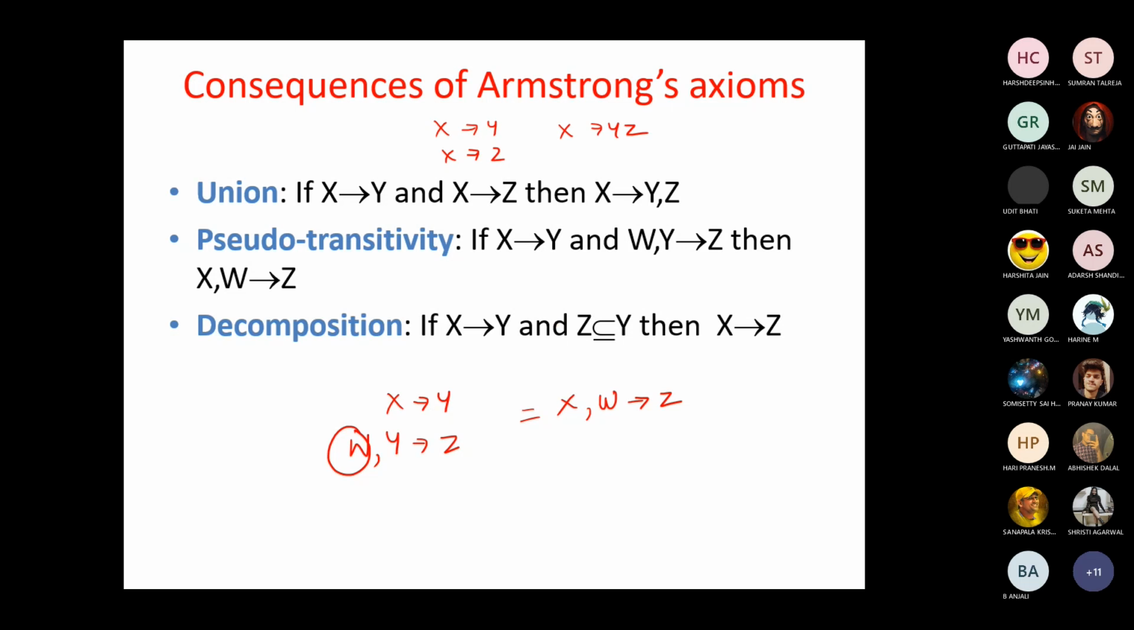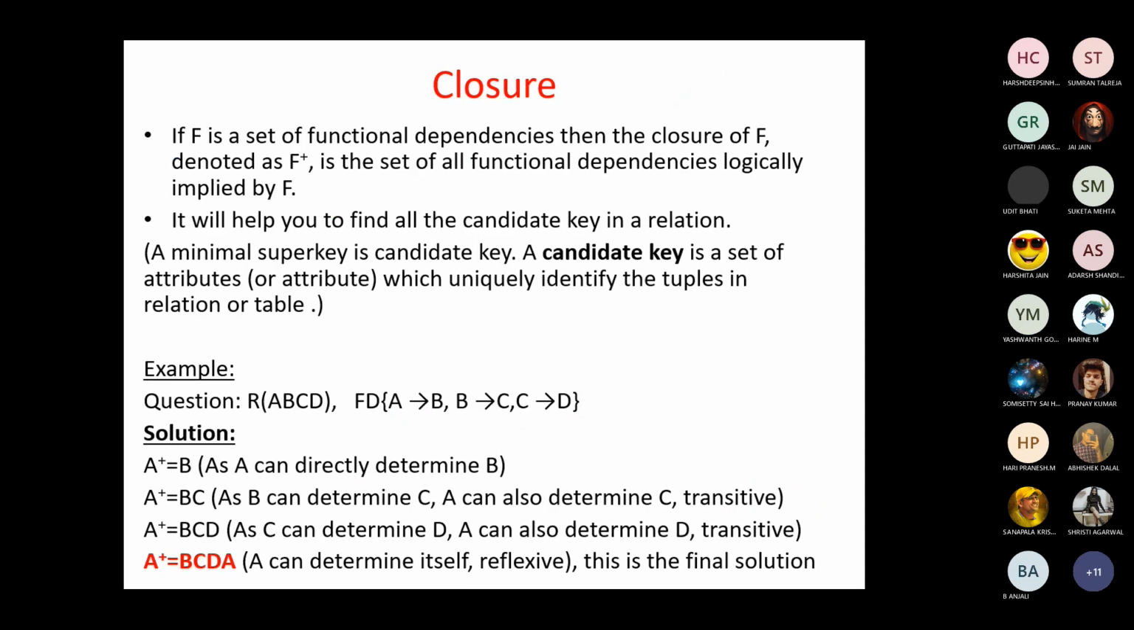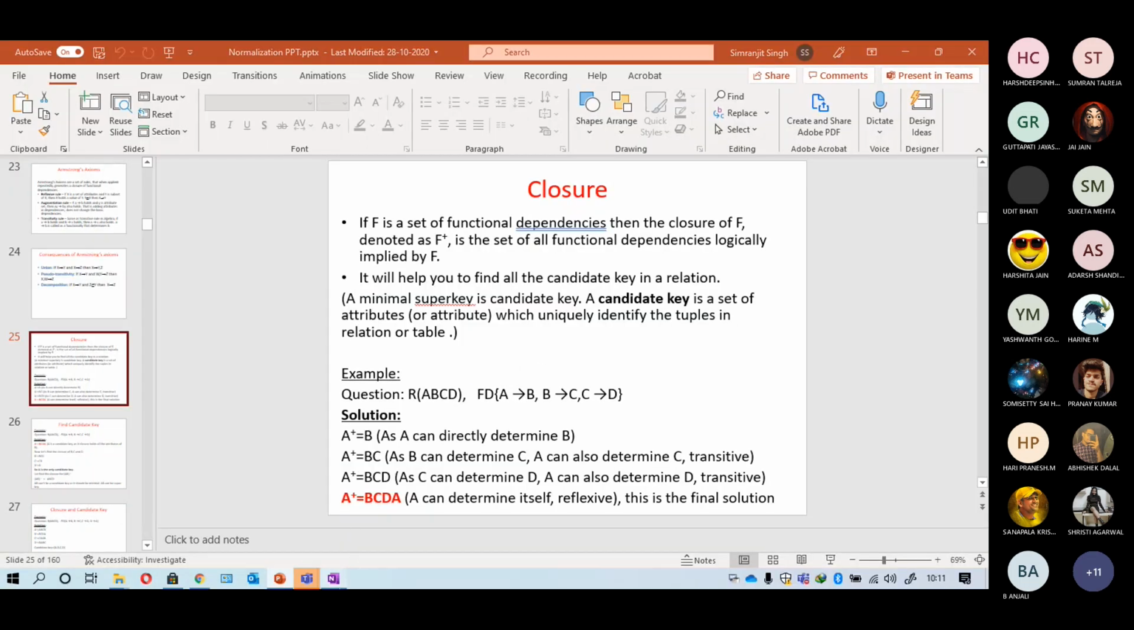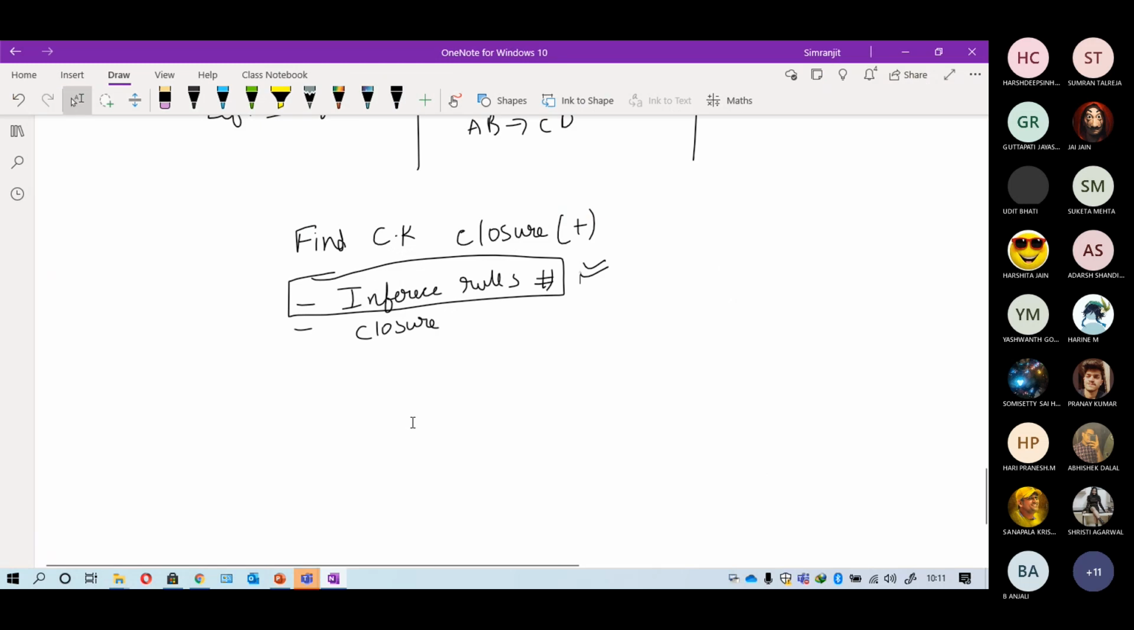Decomposition is very simple. If X tends to YZ, you can decompose it: X tends to Y, X tends to Z. So these are all your inference rules. With the help of them, you can derive things. But we will follow another rule that is referred to as closure. Closure is very, very simple. If you do not understand the closure part, just stop me anywhere, because it's very important.